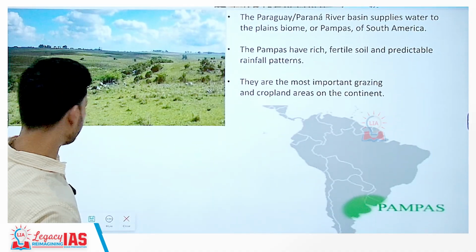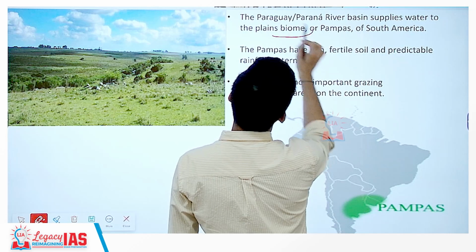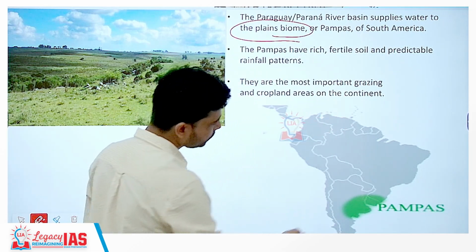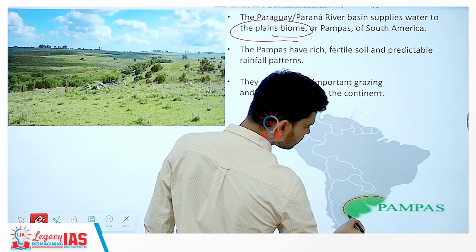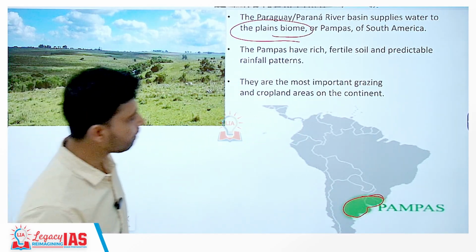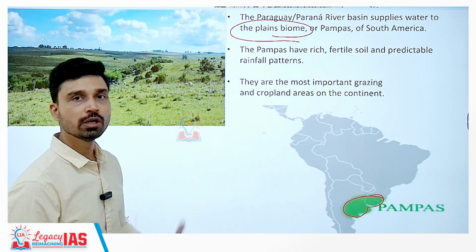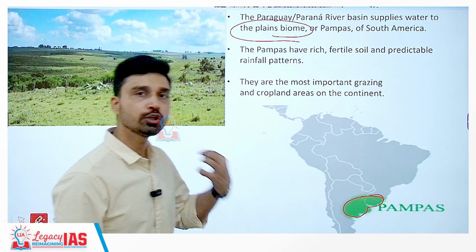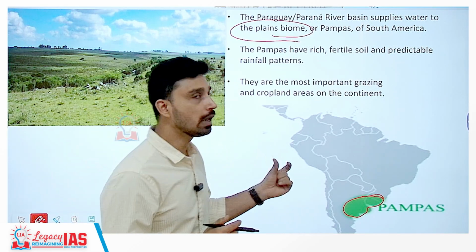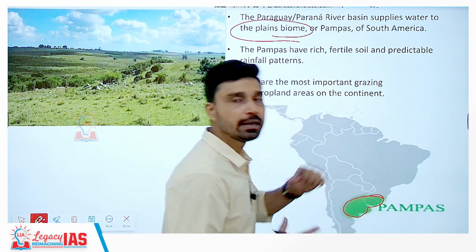Now, a few other points we can highlight about this river basin is that it supplies water to the plains biome or Pampas grassland of South America. This is the area where you have one of the largest grasslands of South America. Pampas is an example of a temperate grassland, and we have discussed Llanos before. Llanos is an example of a tropical grassland. So, three types of grassland you will see in South America: Llanos and Campos, that are tropical grasslands, and Pampas, that is a temperate grassland.